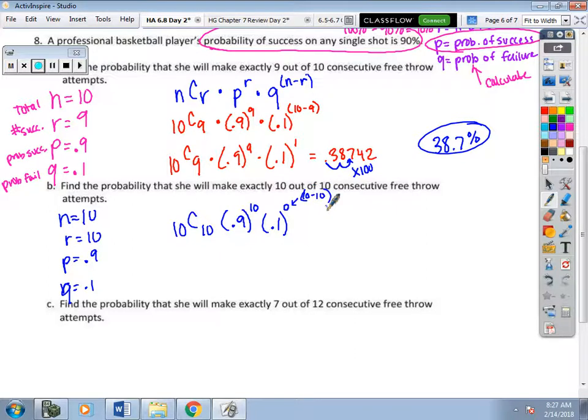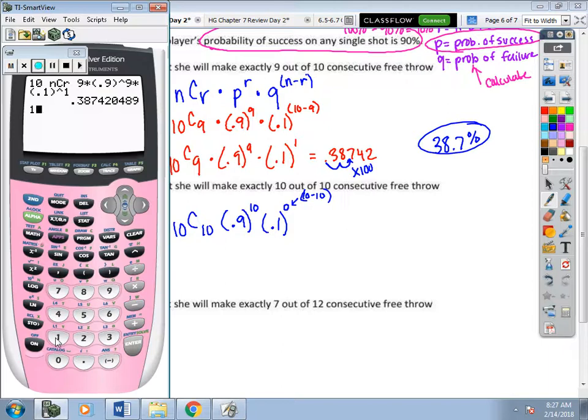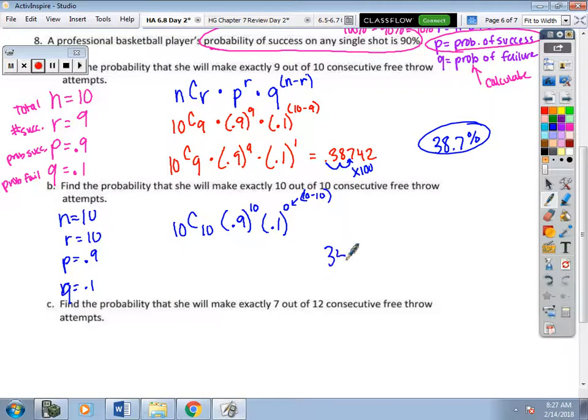We'll input that in our calculator. And again, we'll change that back to a percent. So multiply by 100, or move your decimal 2 spaces. See if you guys can try C.